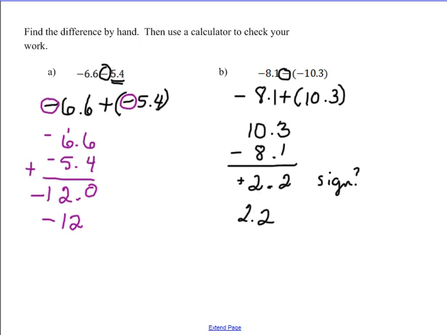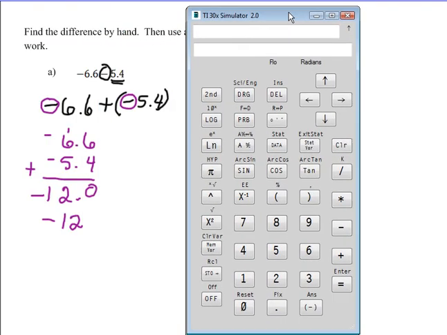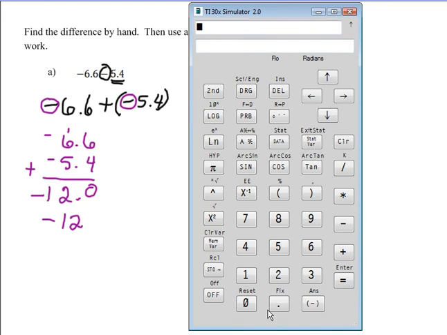So to check our work on the calculator, let's bring the calculator into play here. And if we check the first one, we want to just keep track of the subtraction sign over here versus the negative sign down here. So negative 6.6 minus, now we use subtraction, 5.4.